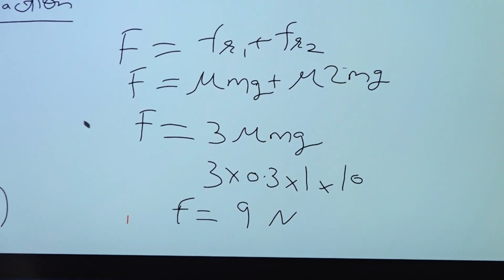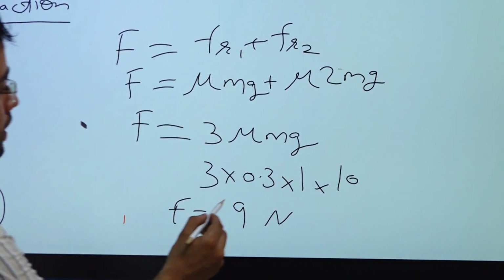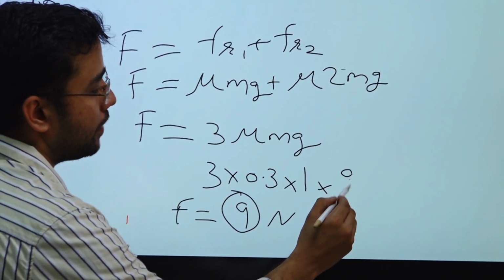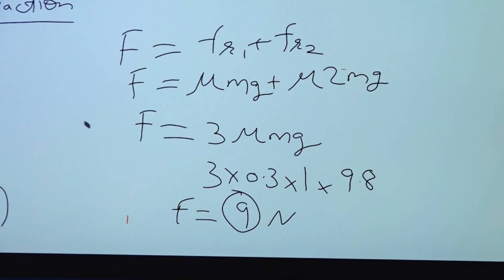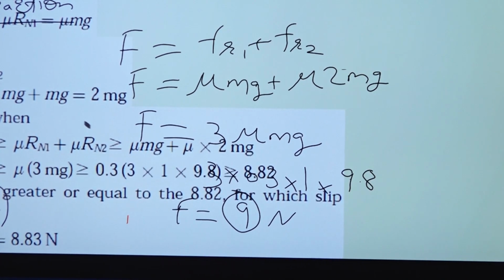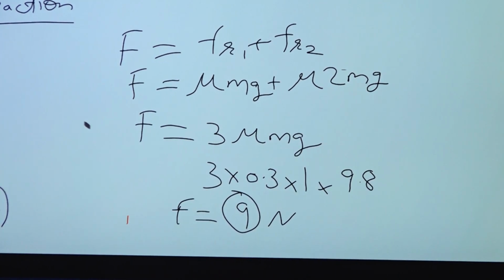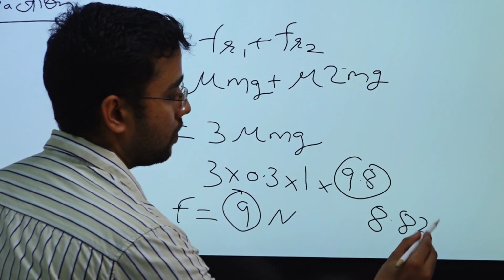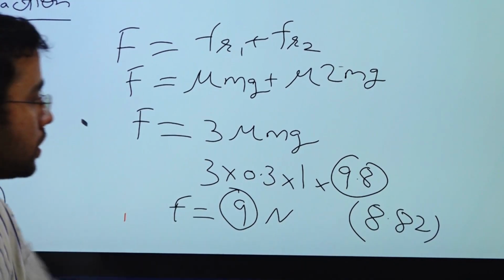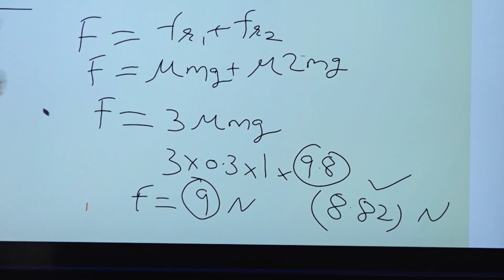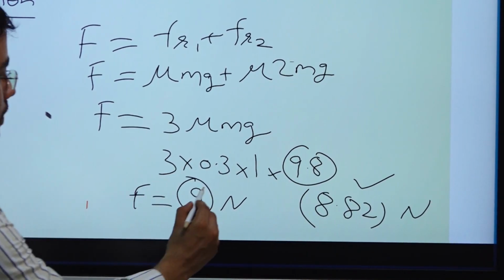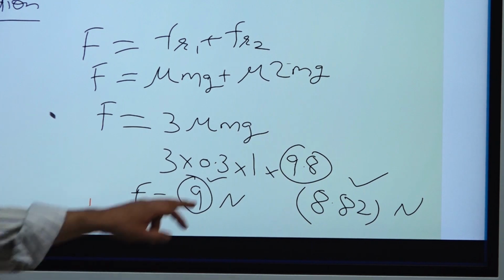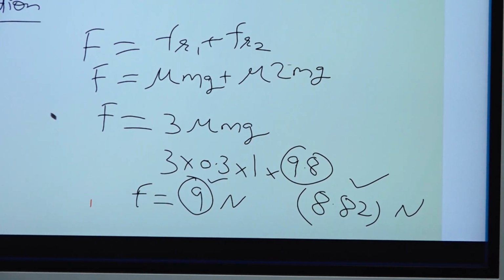So it all depends upon the options you have. Suppose in the option 9 is given, right? And suppose we won't take this g as 10, we will take it as 9.8. So what answer we will get? So we will be getting around 8.82, right? So answer will be around 8.82 if you take 9.8. So suppose in the option 9 is also given, 8.82 is also given, then 8.82 is correct, right? If 8.82 is not given, then 9 is correct. So normally we consider that gravity is 10, but its exact value is 9.8. Okay, so 8.82 will be the answer.